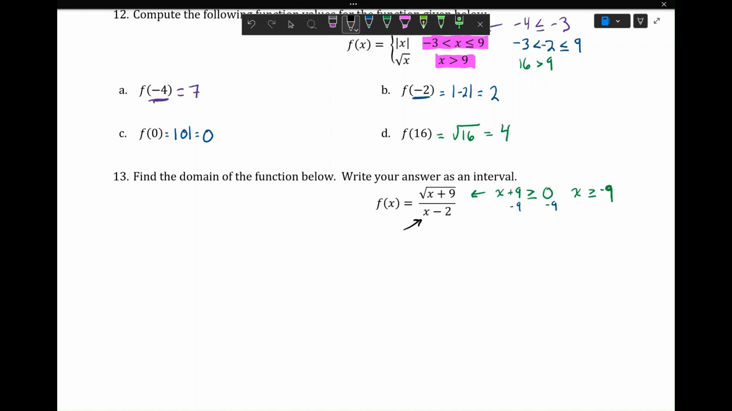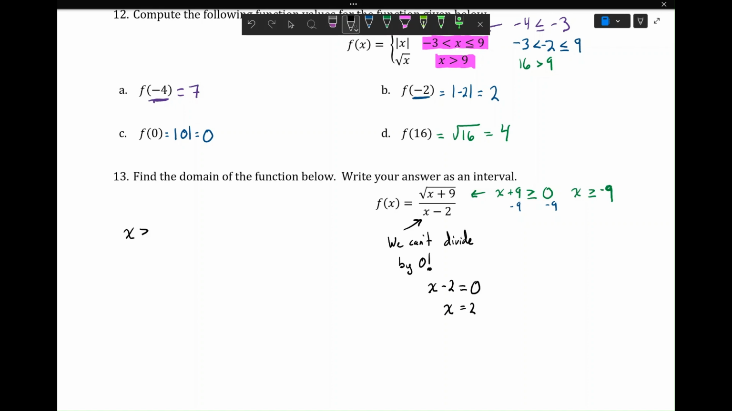What does the denominator contribute here? Well, we can't divide by 0. So we need to find the place where this denominator equals 0 and cut it out. So I know I need to solve for when x minus 2 equals 0, and that's just when x equals 2. So we need both of these things to be true.